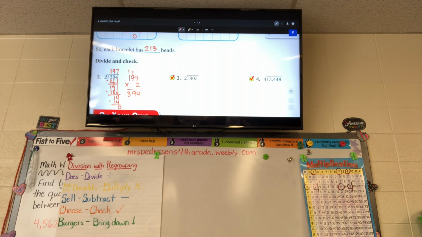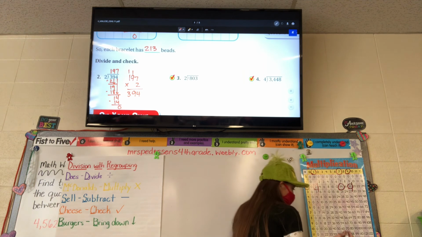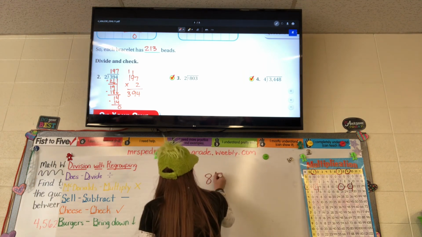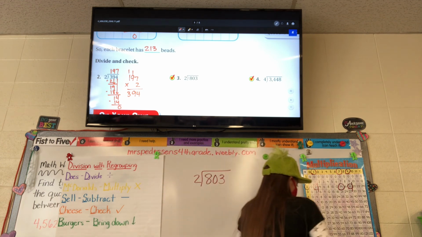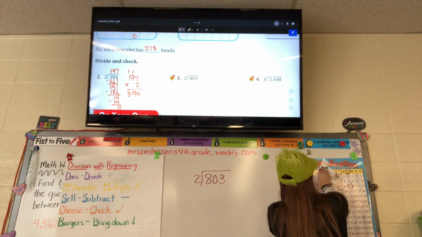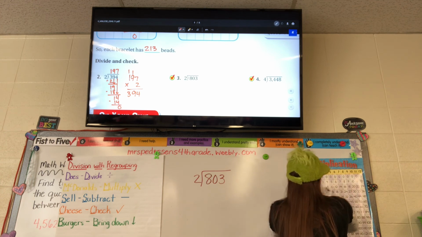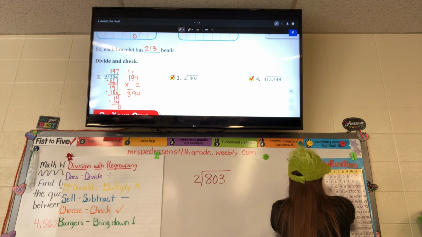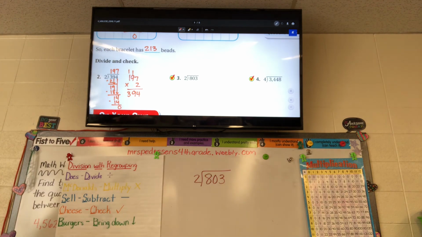Okay, 803 divided by 2. We got 2 more problems to do together, then you guys are going to practice them. You can do this with me on your marker board. Can anybody tell me, do you think we'll have a remainder on this problem? Yes or no? What do you think, Ethan? Yes, because it has a 3 in it, which means it's odd. Good, Ethan, give yourself a point.